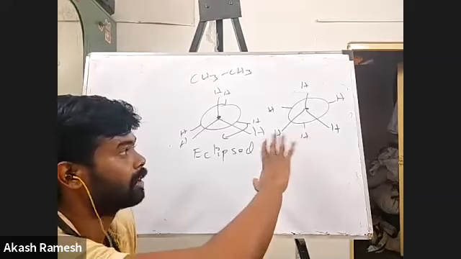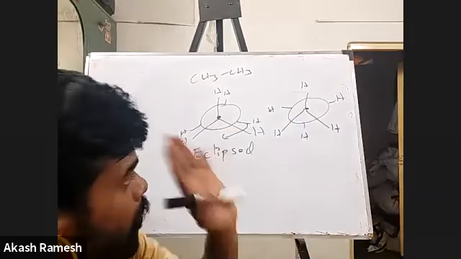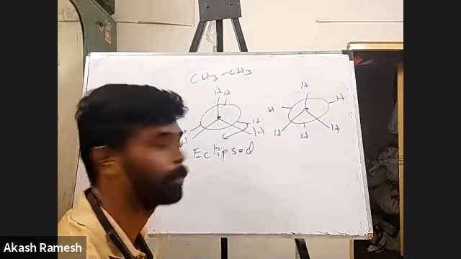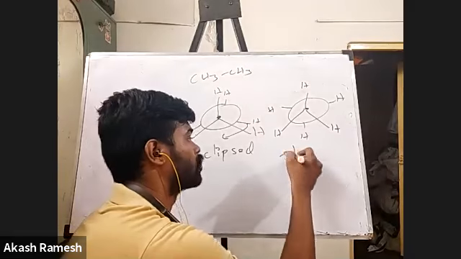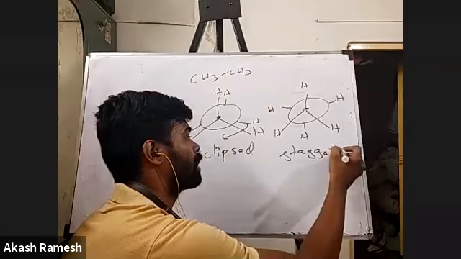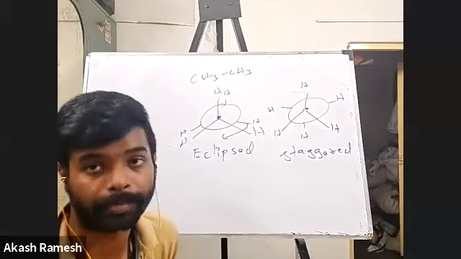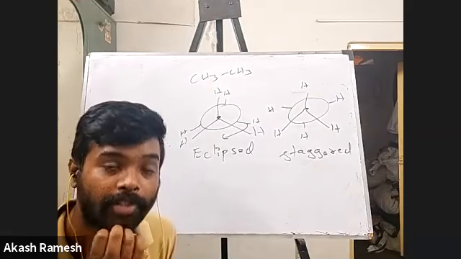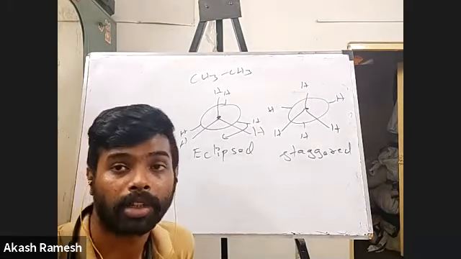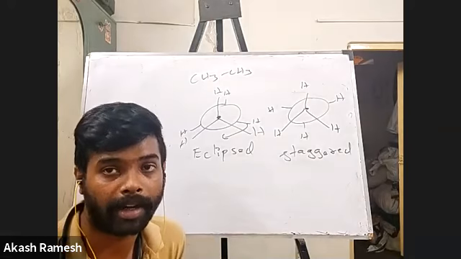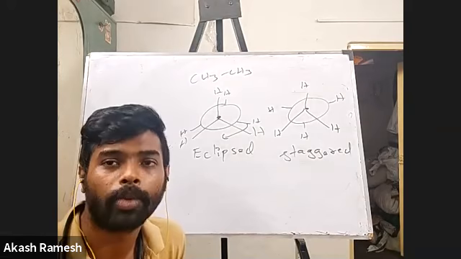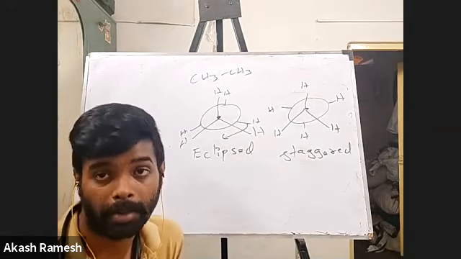Now in this case, you can see all the six hydrogen atoms if you're looking from this side. So I'm going to give it a name: this is what is called staggered conformation. In eclipsed, you will be able to see only three of the hydrogens, and in staggered, you will be able to see all six hydrogens of ethane. Okay, now the next question is, which is more stable? You tell me which is more stable.